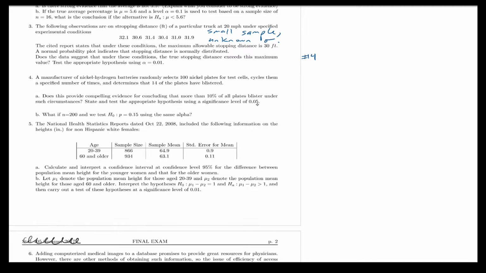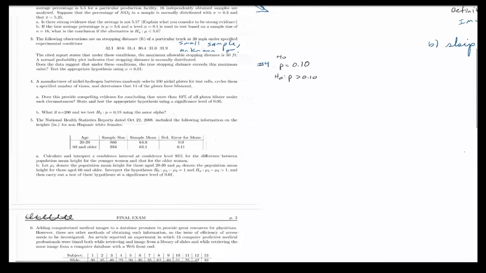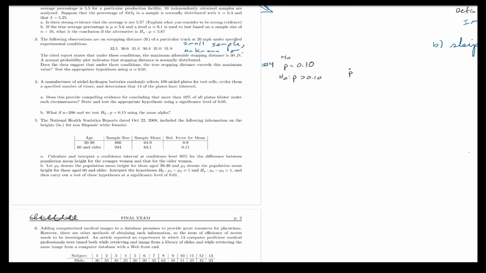So this is basically like testing P equals 0.10. So that's like our null. And our alternative is that P, based on the wording, is more than 10%, so greater than 0.10. So we've got P hat is 14 over 100, which is 0.14.